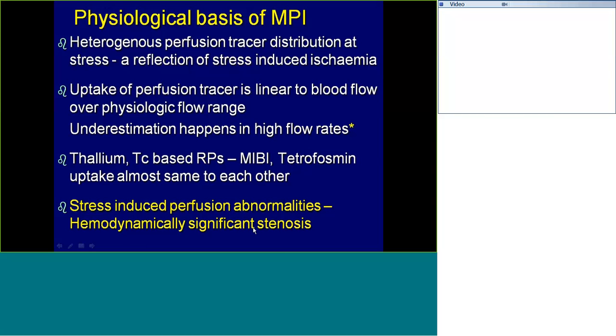And this particular statement holds true because the uptake of perfusion tracer is linear to blood flow over the physiological flow range. But this may not be true in the presence of very high flow rates. By very high flow rate, what we mean is an increase in the coronary blood flow by more than 4 to 5 times. But even at the highest level of exercise, the blood flow increase is only 2 to 3 times. So for that physiologic flow range, the uptake of perfusion tracer is linear to the blood flow. And this holds true whether it is thallium or technetium based radiopharmaceuticals like MIBI or tetrofosmin.